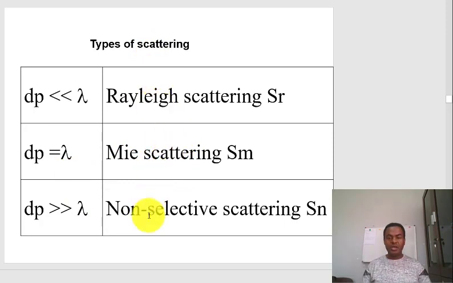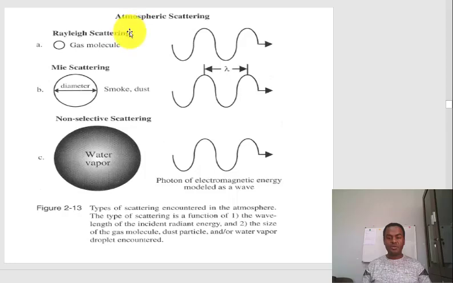When smoke and dust aerosols are present, the diameter is equal to the wavelength of the incoming electromagnetic radiation. And when gas molecules are present, most of the time during daytime, when there is a clear sky, you will encounter Rayleigh scattering. During Rayleigh scattering, there is a blue sky. During sunrise and sunset, the color of the sky becomes red or orange. These are the effects of Rayleigh scattering.